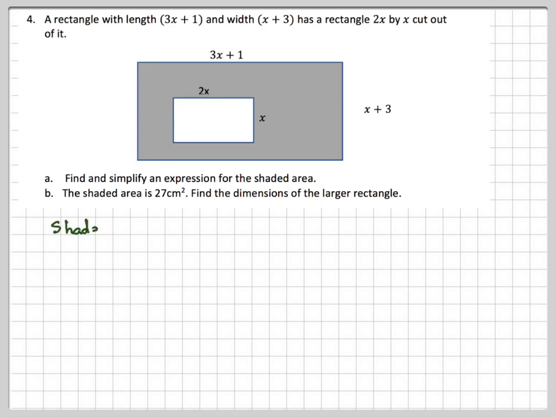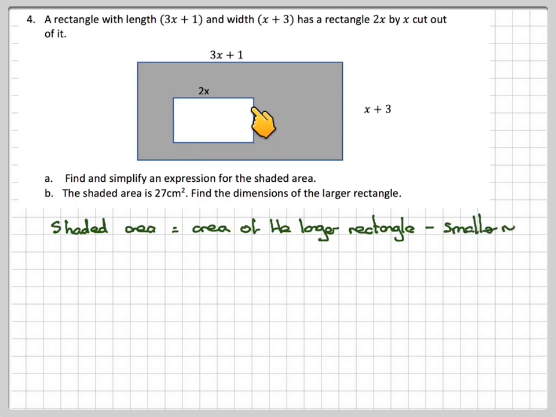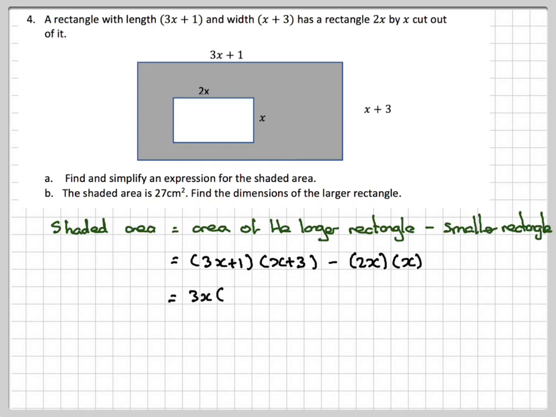Okay, so the shaded area will be the area of the large rectangle minus the area of the smaller rectangle. So that's going to be the area of this one, (3x plus 1) times (x plus 3), minus 2x times x. So we now expand this, so we get 3x times (x plus 3) plus 1 times (x plus 3), and 2x times x gives me 2x squared.